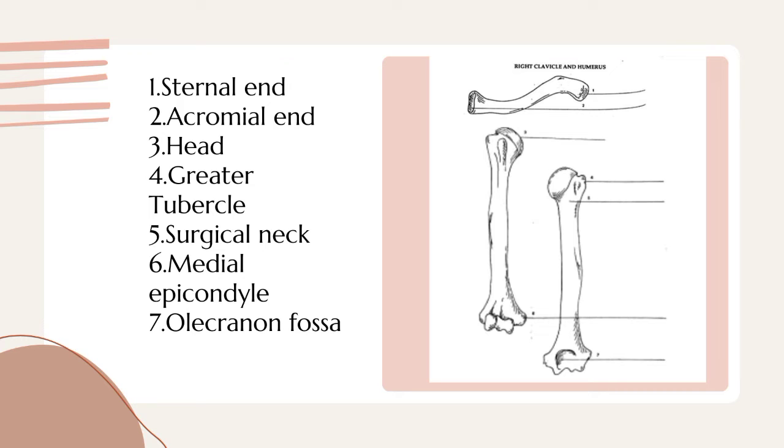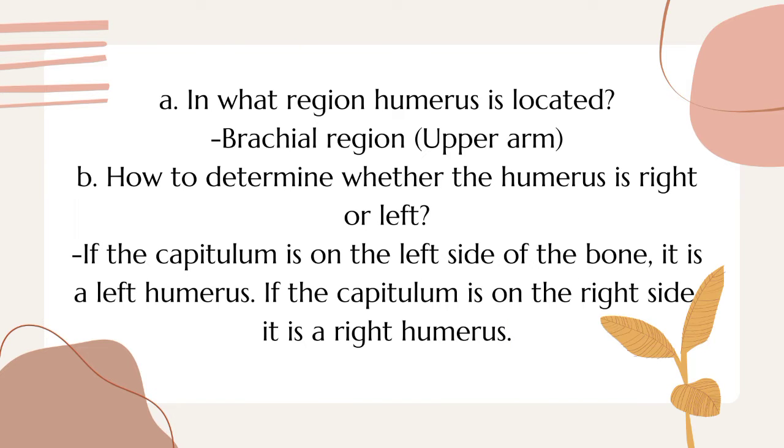The olecranon fossa is the fossa at the distal end of the humerus into which the olecranon fits when the arm is in full extension. So here are the questions that we're going to answer. Number one is, in what region is the humerus located? The humerus is located at the brachial region in the upper arm.